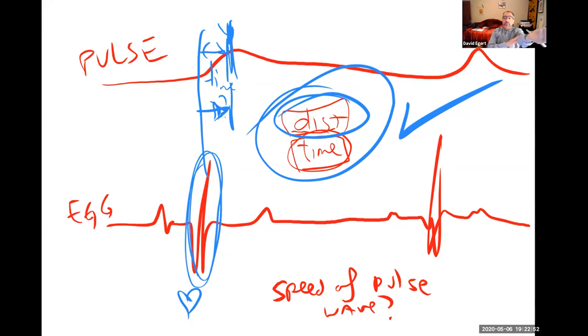What happened when you pushed just on the brachial artery? What happened to the pulse at the hand? Does anyone remember that? There was no pulse. It disappeared. So that's actually a really useful emergency response.